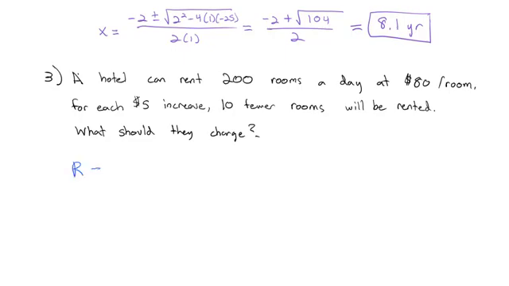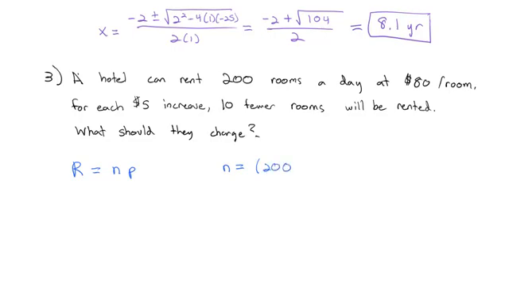Well, to calculate revenue, the amount of money that comes in, it's simply the number of things that we sell times the price of those things. If I sell 2 pencils for $3 each, 2 times 3 would be a revenue of 6. We just multiply the number by the price. Well, what do we know about the number of rooms? We have 200 rooms rented.